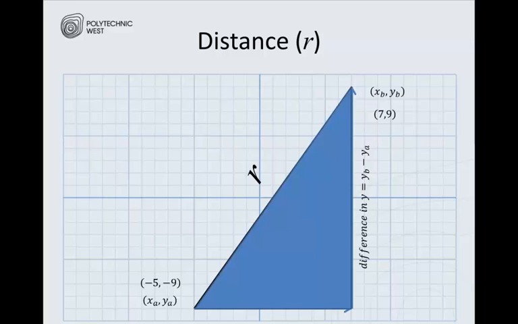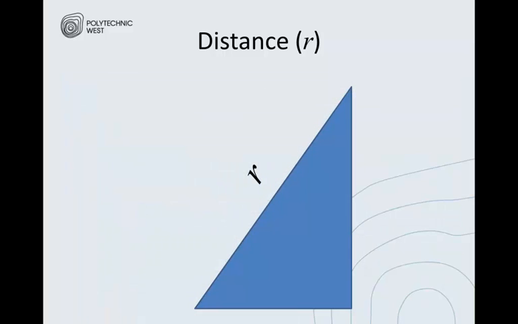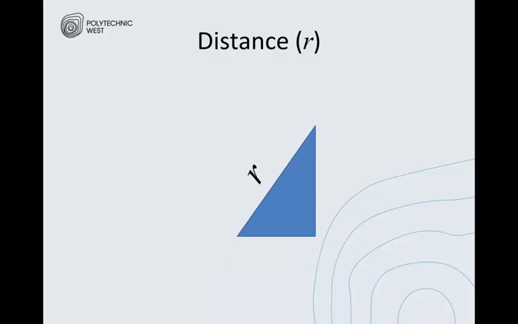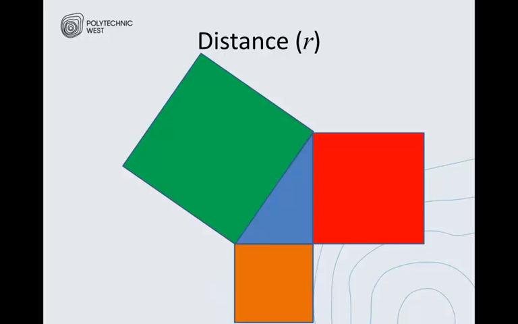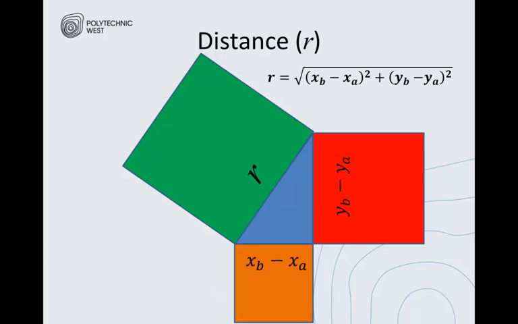When you look at this, it's a triangle, a right angle triangle specifically, and I'll just make that a little bit smaller. We know that with right angle triangles, the area of the square on the large side is the same as the sum of the area of the squares on the other two sides. That's Pythagoras' rule. And there's r, there's the length of the other two sides. So r equals xb minus xa squared plus yb minus ya squared, all square rooted.